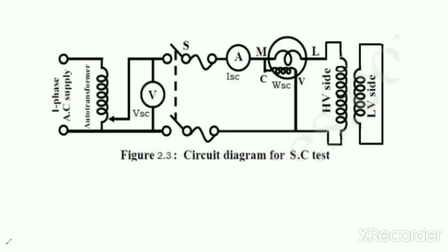Okay, what is in the OC test? In the OC test, we are calculating the iron losses. Therefore the wattmeter, that is W naught, shows the iron losses. By using the two wattmeter readings, we are calculating the iron losses and the copper losses. Understand?